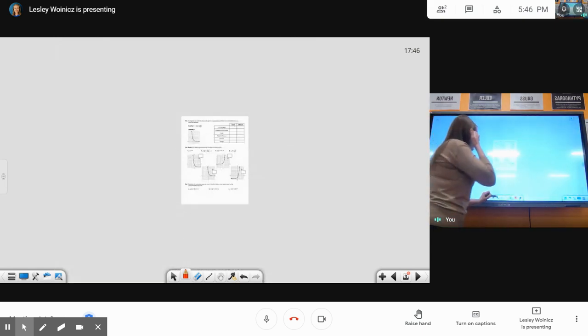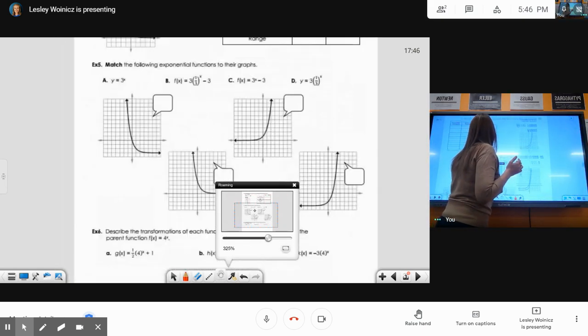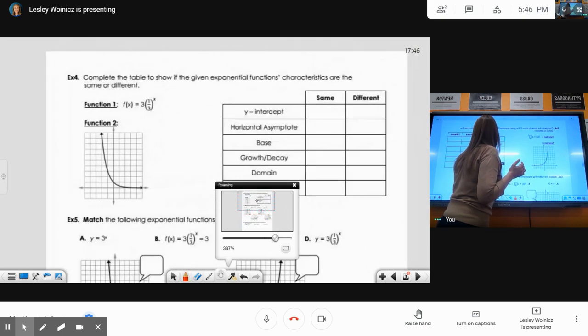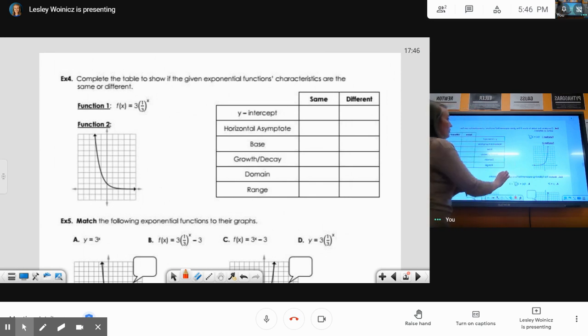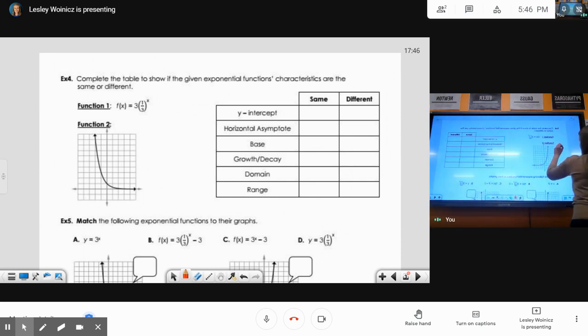Okay, let's look at the back. Look at example 4. So for function 2, we need to find the base. So I'm going to make a little table of my pretty points. Okay, I go from the horizontal asymptote. This time it happens to be on the x-axis, so it wouldn't have mattered, but we go from the horizontal asymptote. So I got negative 1, 3. I got 0, 1. And from going 3 to 1, I have to multiply by 1/3. So my r is 1/3, and so is my base.